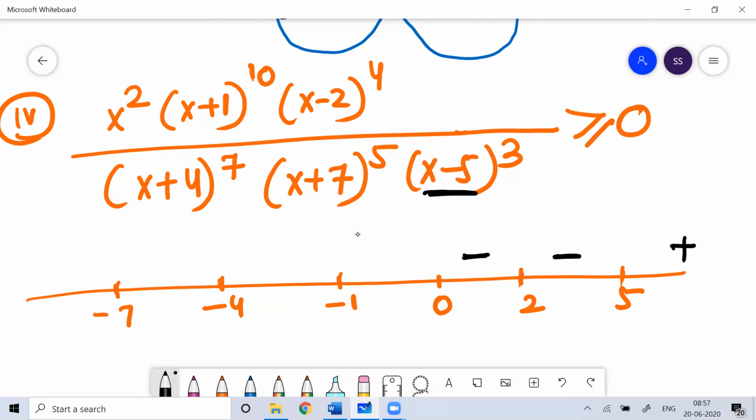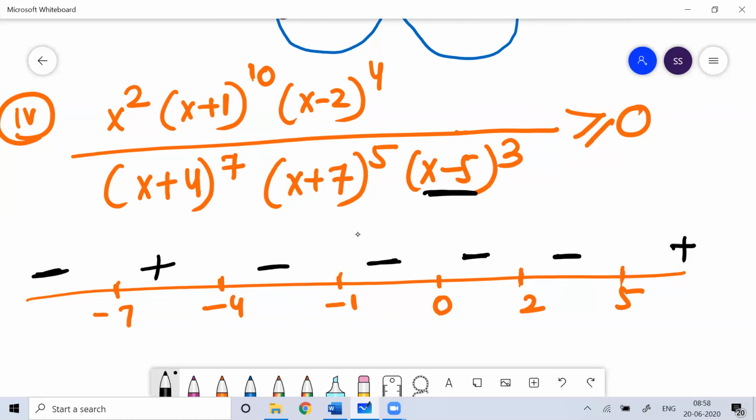Now 0 is square, so the sign will not change. Okay. Then minus 1 means x plus 1. So the sign will not change, because the even power is there, power 10 is there. Then minus 4, odd power is there, so the sign will change. Then minus 7, odd power is there, sign will change.